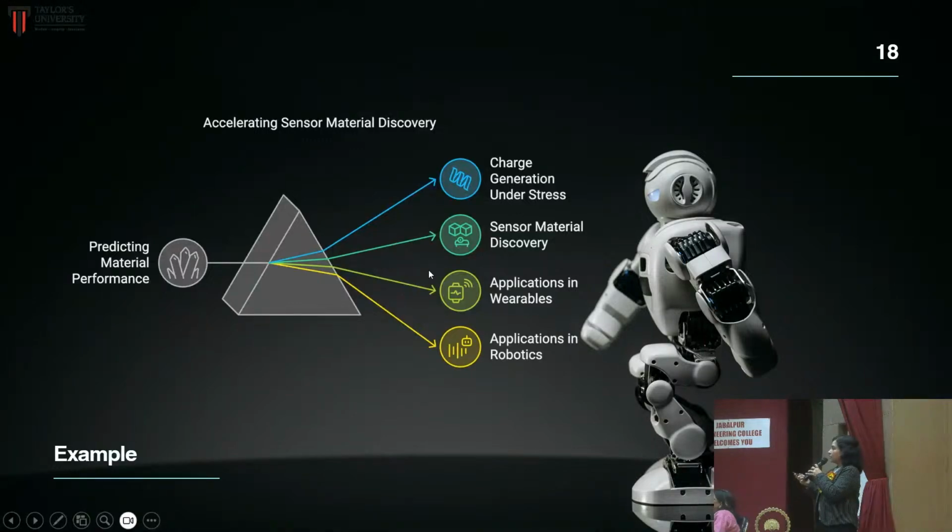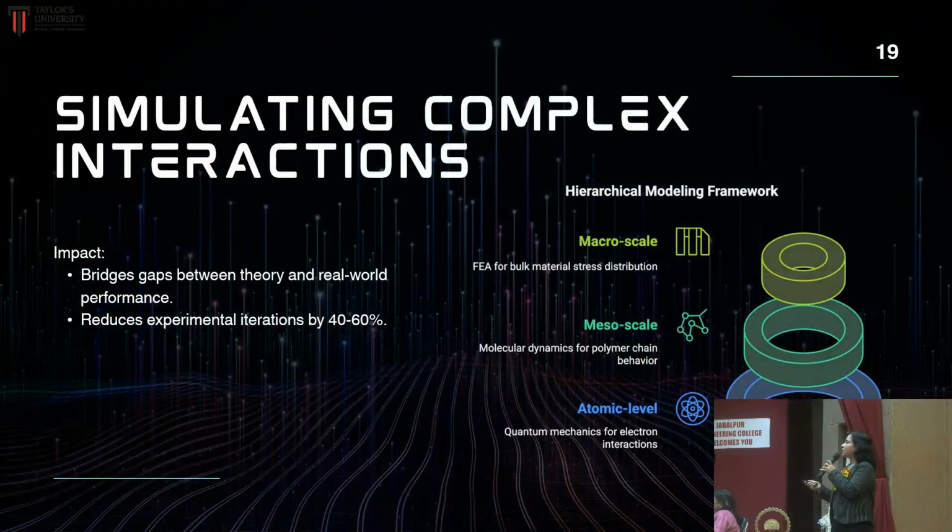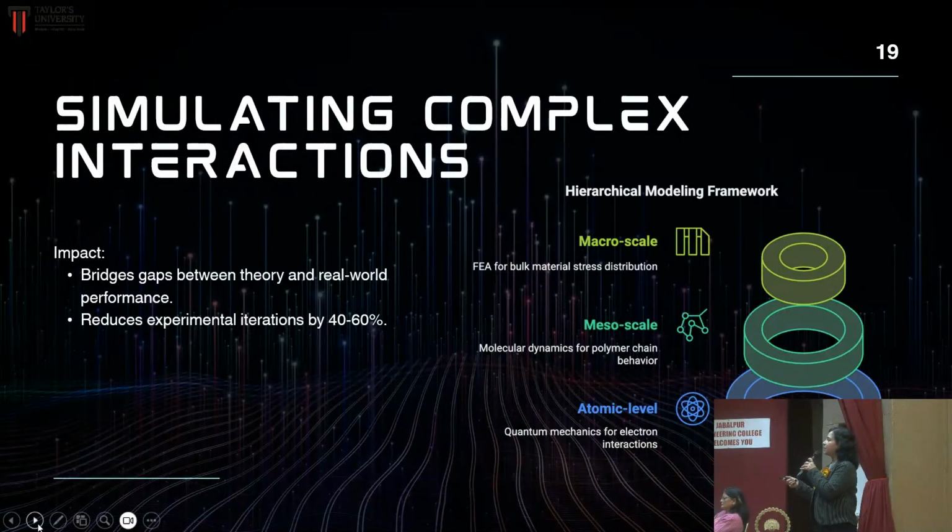Now, simulating complex interactions. The impact of this is it bridges the gap between theory and real world performance. Since we are collecting the data and running simulations, we are bridging the gap between theory and practice or real world applications. Now, this reduces experimental iterations by 40 to 60%. We are not conducting any experimentation in the laboratory. We are doing all the work through software. So this is reducing time as well as cost.